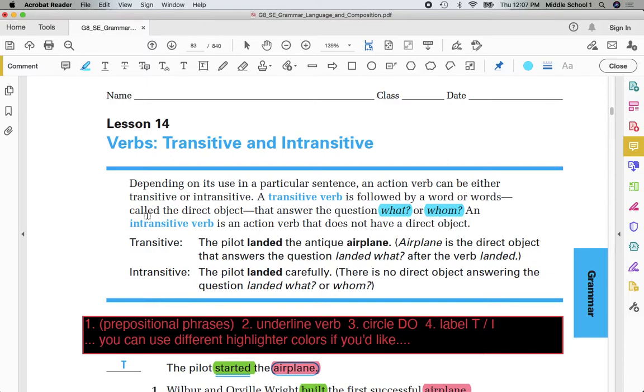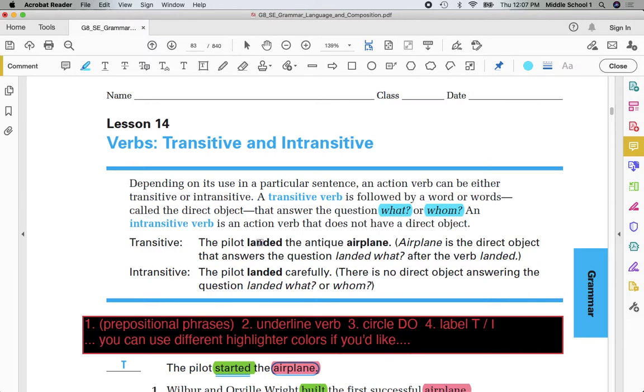So my task for today is to read the sentence, find the verb, and ask myself who, what, whom. If there is not a noun that follows the verb that is not part of a prepositional phrase, I call it intransitive. If there is a noun, I call it transitive.